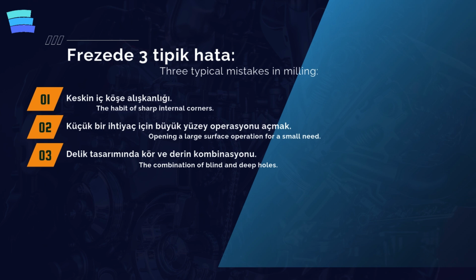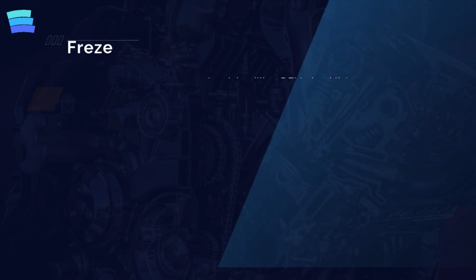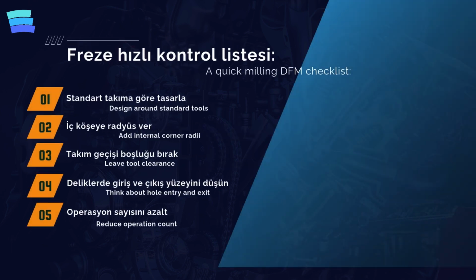If a blind hole is necessary, use a bottom geometry that matches the reality of drilling and keep the depth reasonable. A 5-item quick checklist. 1. Design around standard tools. Choose channel width, radii, chamfers, and forms to match standard cutters whenever possible. 2. Add internal corner radii. Reduce the need for special tools and extra operations. 3. Leave tool clearance. Create relief at the bottom of shoulders, add end relief in channels, and ensure access space.